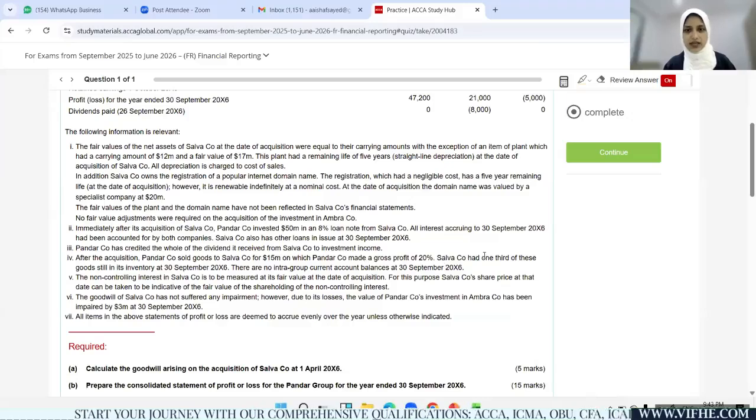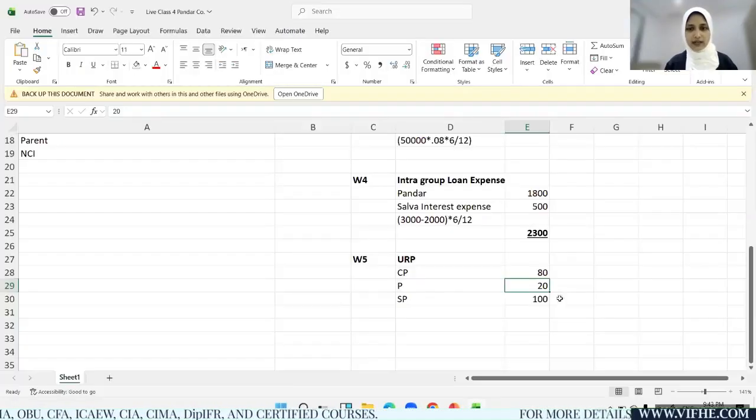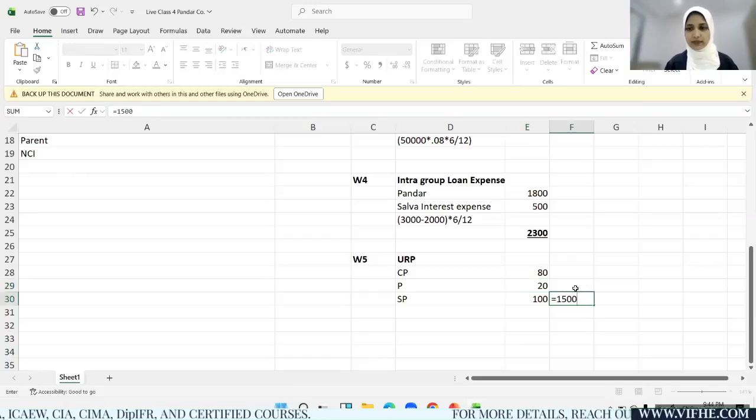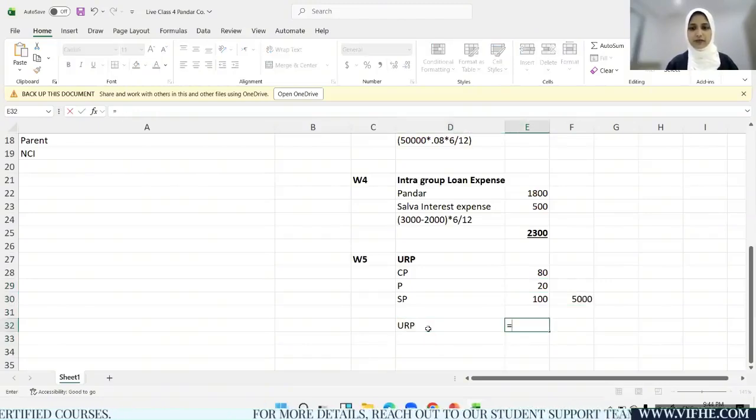Salva had one third of these goods still in inventory at 30th September 2026. There are no intergroup current account balances on 30th April, which means there is no receivable payable. But that doesn't mean, of course, revenue and cost of sales is not there, because this is a current year's purchase and sale, right? So one third of 15 million are unsold. So I will have my URP on 5 million only.